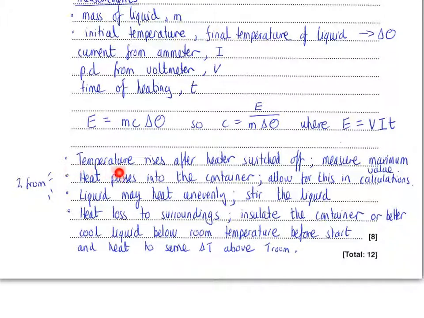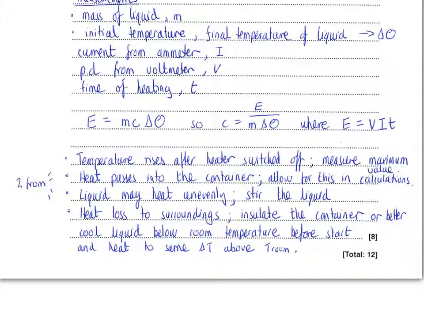We can have issues with the temperature going on rising after the heat is switched off, and the key is to measure the maximum value, even if that's after the heating has been finished and the timing therefore has been timed. We've got essentially the thermometer not reading the average temperature of the liquid, so it's really important that we stir the liquid. And then finally we've got heat loss to the surroundings. I would be very, very nervous of simply saying surroundings. Talk very specifically about to the air, to the desk and the rest of it.